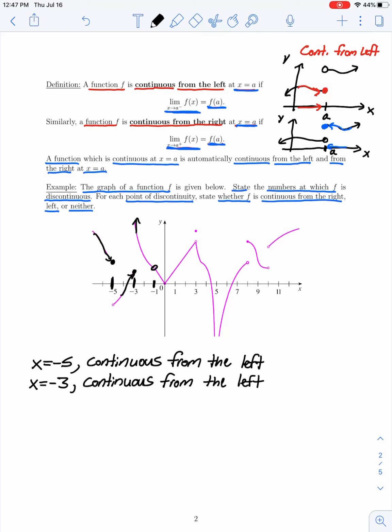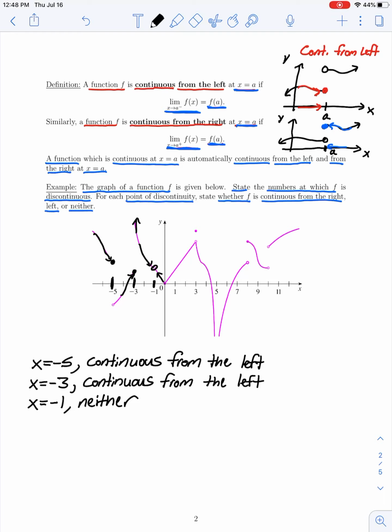Now our next point of discontinuity is at x equals -1. We see we have a hole in the graph of our function. So at x equals -1, we have a discontinuity, and this is neither continuous from the left nor the right. So we see that our left and right hand limits do exist, and they're equal to each other, so the two-sided limit exists. However, the function is undefined at x equals -1. So if our function is undefined, the left or right hand limit couldn't equal the value of the function at that point, since it has no value assigned at that point. So here we would say neither from the left nor right.